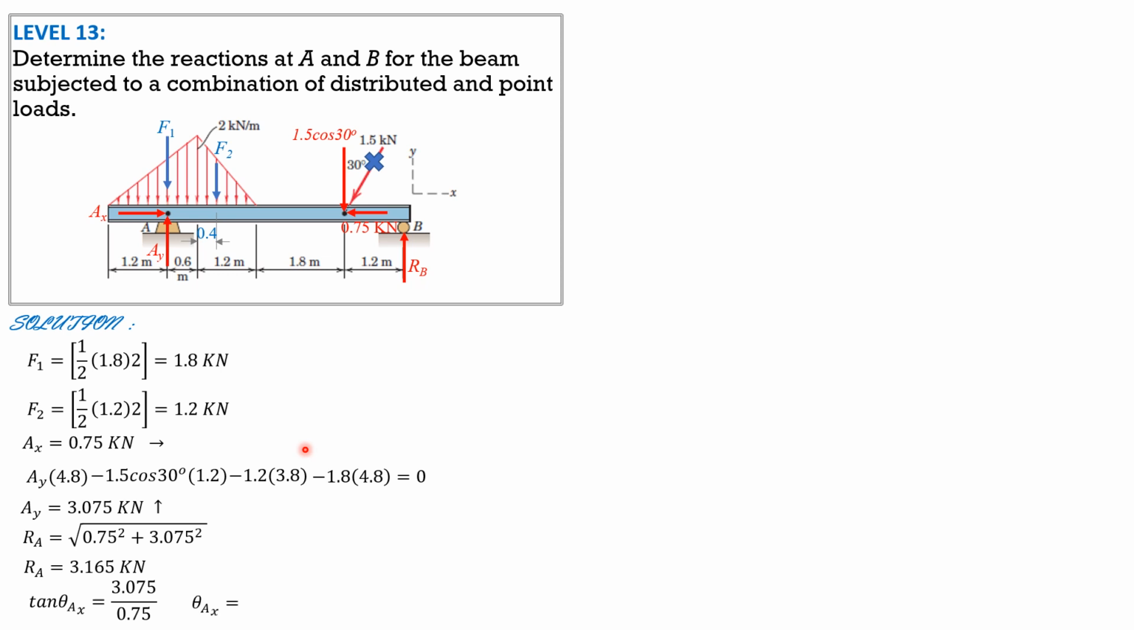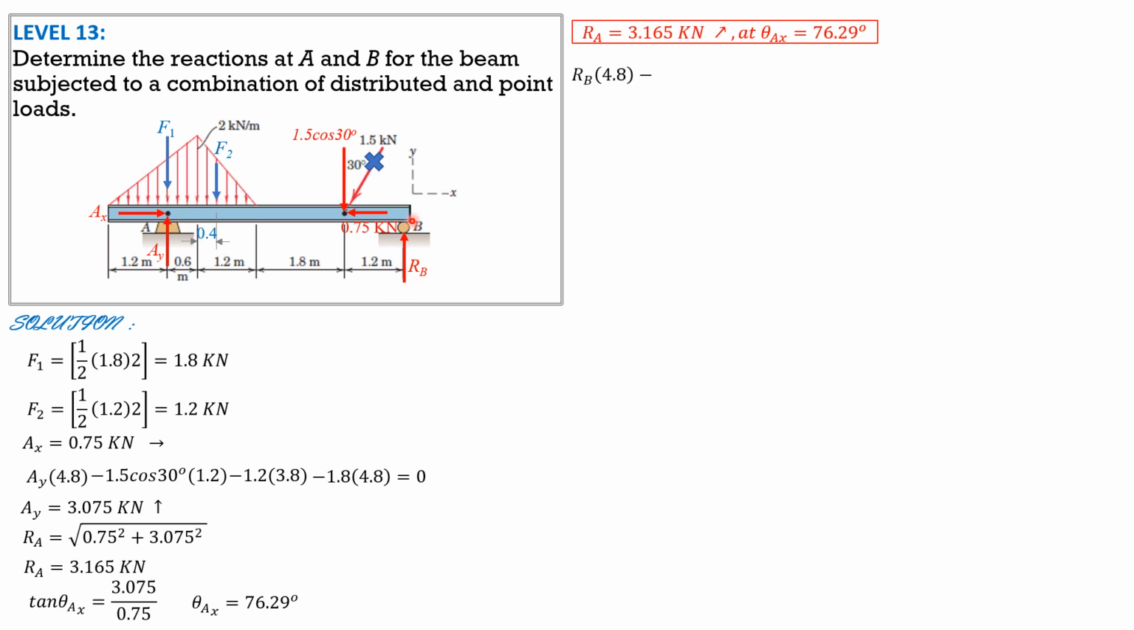So theta AX is equal to 76.29 degrees. Therefore, RA is 3.165 kilonewtons directed up to the right at an angle of theta AX, 76.29 degrees. So it is understood counterclockwise from the positive x-axis. Likewise, summation of moments about A equals 0.